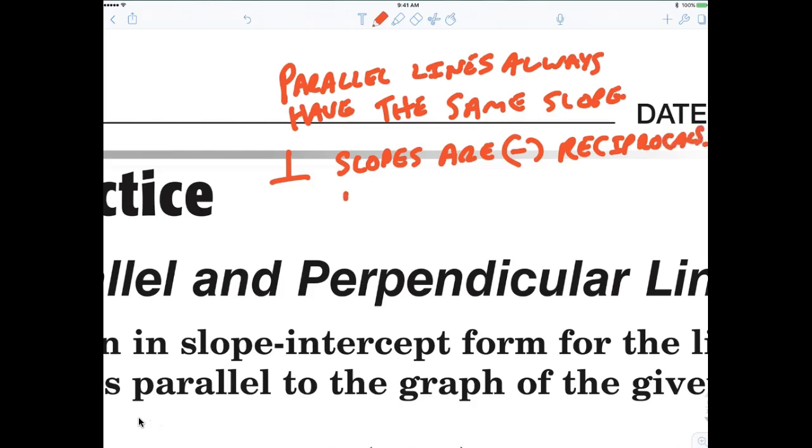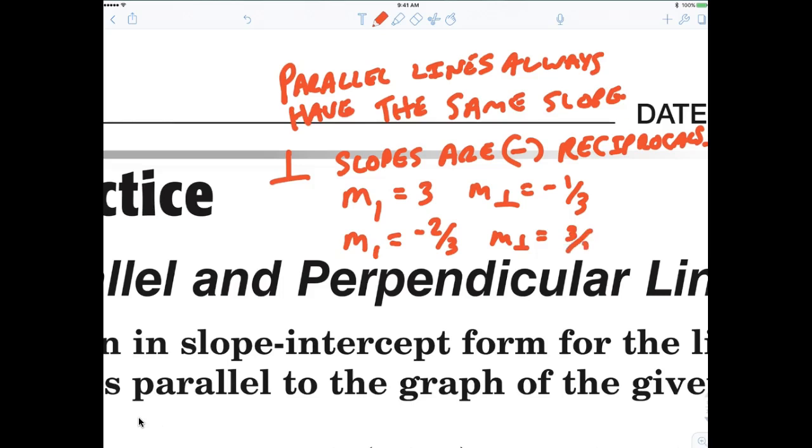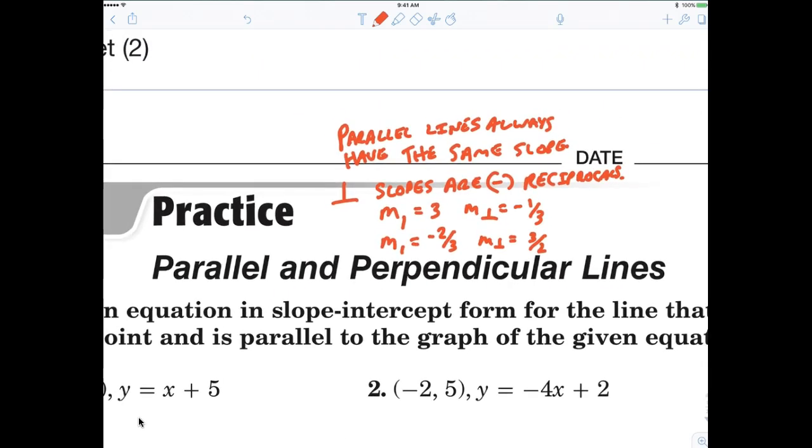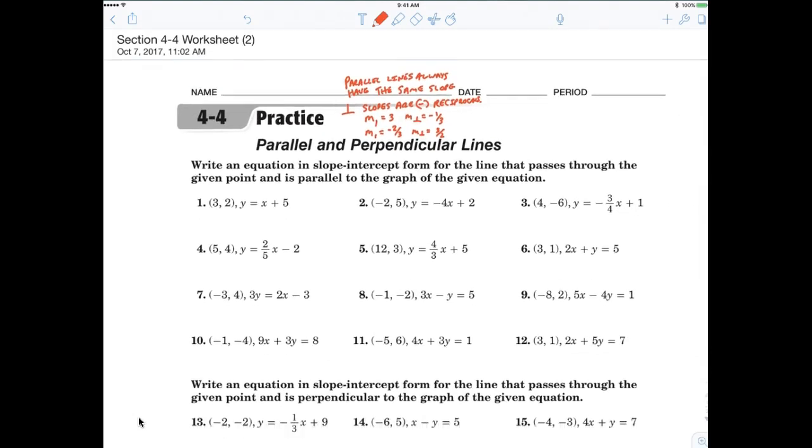Alright, I'll give you an example. So if the slope of line 1 is equal to 3, the slope of the perpendicular line would be negative 1/3. Or let's say the slope of line 1 was negative 2/3. The slope of the perpendicular line would be 3/2. Alright, so that's the relationship: parallel lines have the same slope, perpendicular lines have the negative reciprocals.